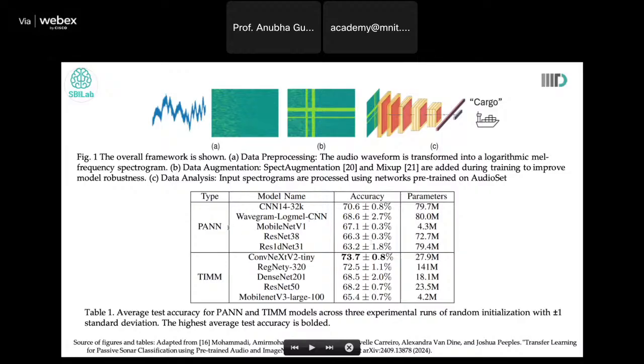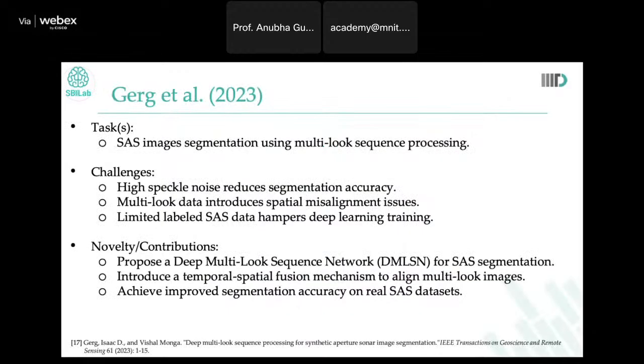These are the PANNs models, which are the existing pre-trained audio models, and they looked at the classification accuracy. The models are CNN, Wavegram, MobileNet V1, ResNet, and these, and the number of parameters is also listed here. The best performance we receive here is around 70.6%, with 79.7 million parameters. Whereas when they use TIM, that is ImageNet trained models, the best accuracy is obtained on this model, 70.6 to 73.7. So a rise of around 3% accuracy, and the number of parameters has gone very small, 27.9 million compared to 79.7. That means the model is smaller, more reliable, and inference time will also be impacted with a smaller model.